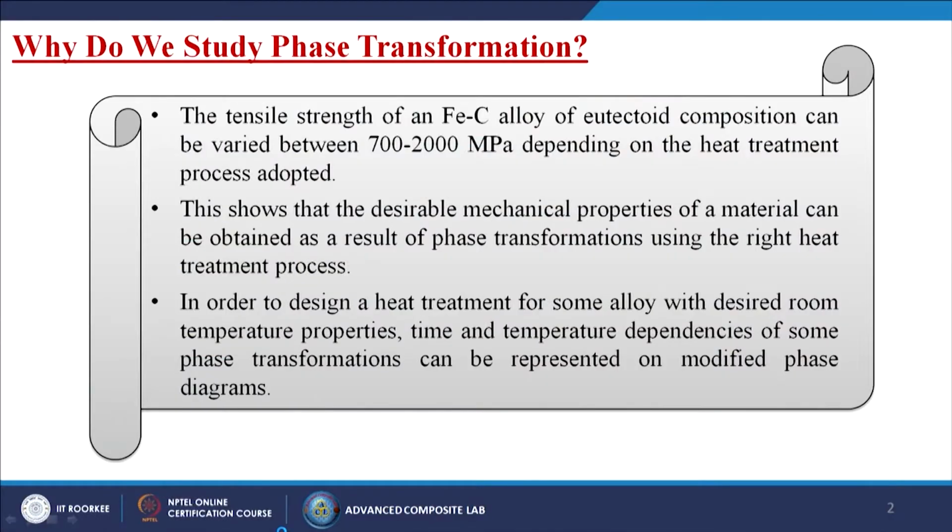No, there are some specific conditions, and it varies from material to material, depending on physical properties, whether it can show better properties. In order to design a heat treatment for some alloy with desired room temperature properties, time and temperature dependencies of some phase transformations can be represented on a modified phase diagram. For the materials we prepare day to day in our labs or in industry, to increase certain properties we can do heat treatment, but we have to know the phase transformations of that material, at what temperature and pressure the material will behave, or give better properties.